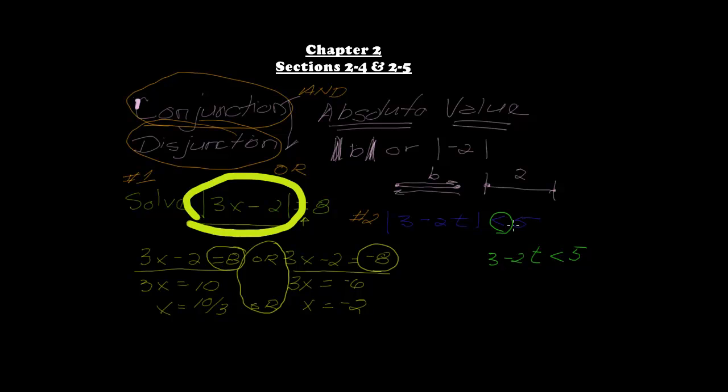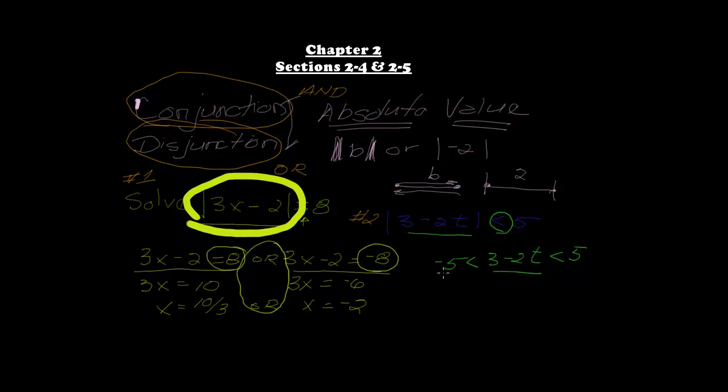Well, this on the right-hand side could be negative 5. Now, how we get this to be negative 5 is to multiply by a negative 1. When we do that, the signs flip. So 3t minus 2, which is here, becomes greater than a negative 5 over here.